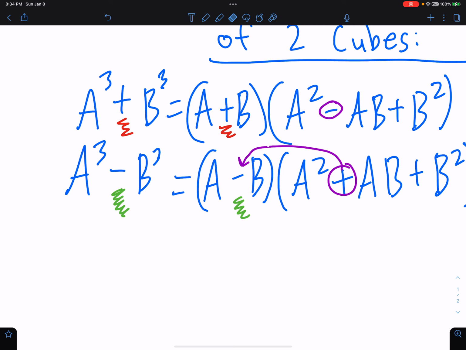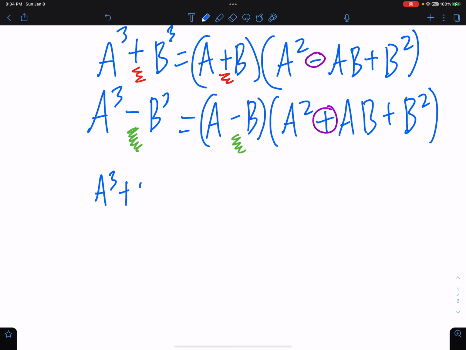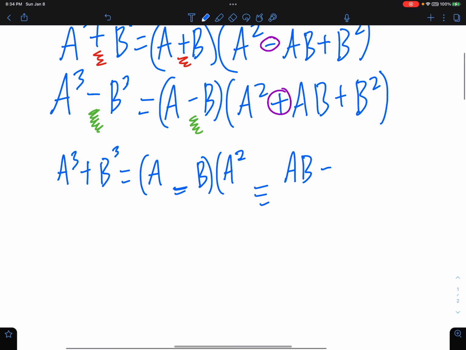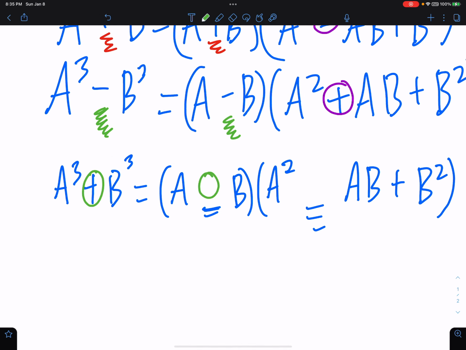Okay, so that's why if you have a cubed plus b cubed, you can always put down an a here. You don't know which sign is here, but you know there's a b there. You know that there's an a squared here. You don't know what sign is here. An ab plus b squared, okay? That's what you know. And then recall that this is the same as this, so you get a plus here. And then recall that this is the opposite of this, so you get a minus.